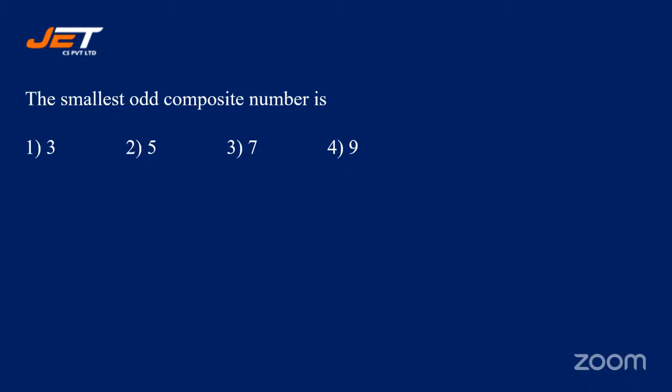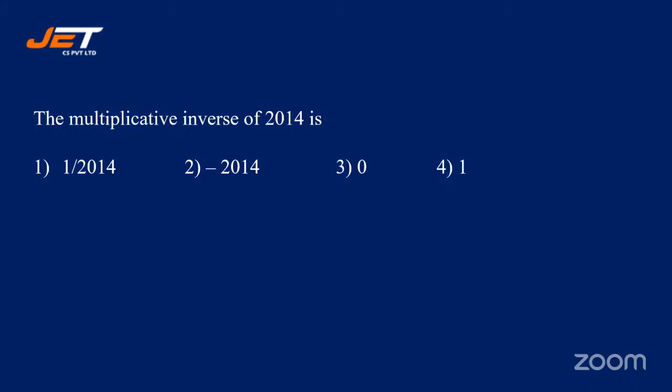So the smallest odd composite number is 9. All right, so see the next question.